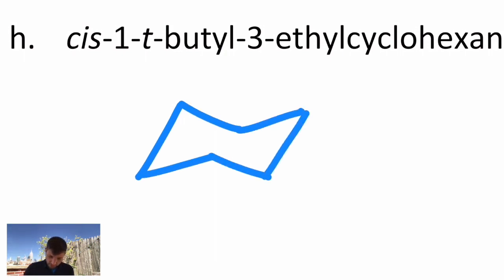Last one, this is a cis conformer of a tert-butyl ethyl cyclohexane on carbons 1 and 3. Cis means they're pointing in the same direction. So I'll draw a chair. On carbons 1 and 3, let's say that's 1 and that's 3. I have to have a tert-butyl on 1 and an ethyl on 3, and they're pointing the same direction. I'll make them both above the ring. A little arbitrary, but above would be up axial there, and also up axial there.